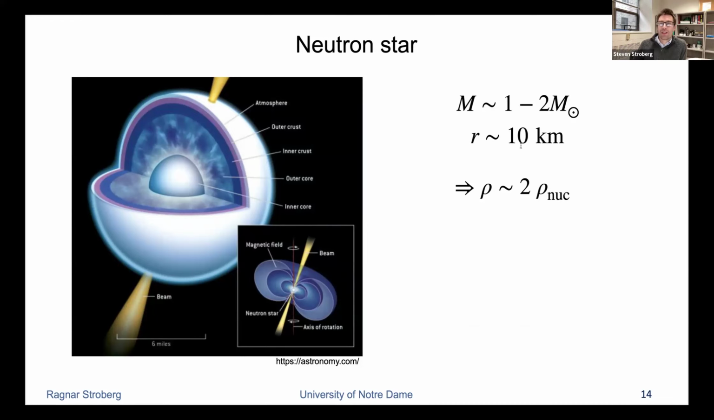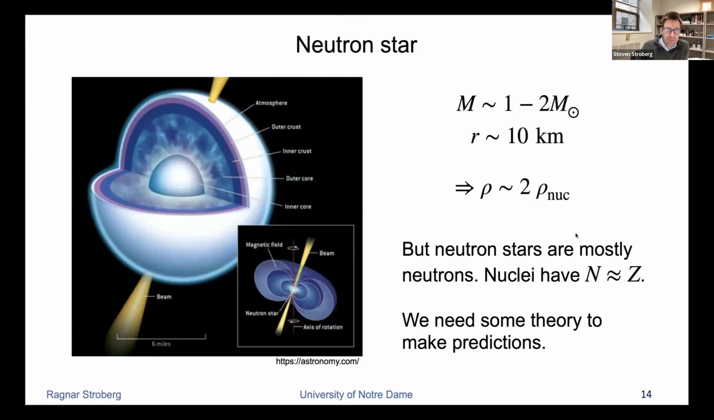And they have a radius of about 10 kilometers, so bigger than the Schwarzschild radius, so they don't collapse. And if you plug in those numbers, now we're at something on the order of, say, twice nuclear density. So we aren't so far away from nuclei, so we can kind of hope to try to extrapolate and learn something about these and say something intelligent about them. There's a couple of caveats here.